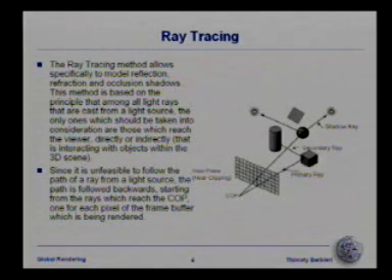Why is that? That's for economy. Because if I start with one ray starting from the center of projection, I have no idea if that ray will arrive to the center of projection. And any ray that does not arrive to the center of projection is a ray which is not seen by the viewer. You see what I mean?